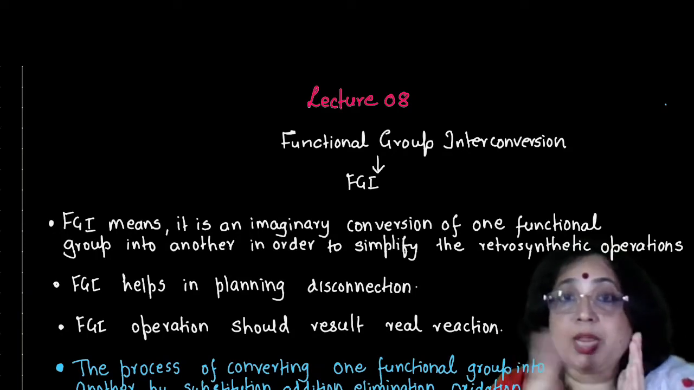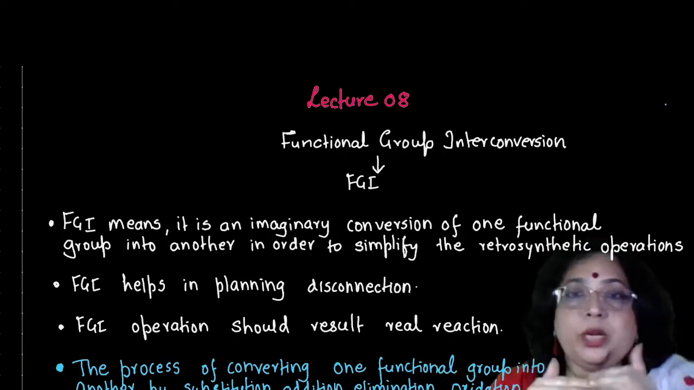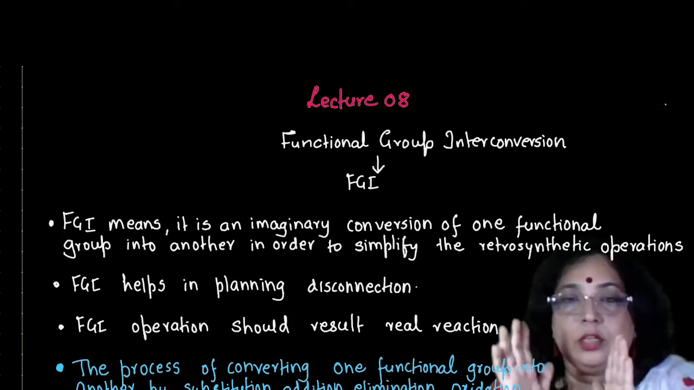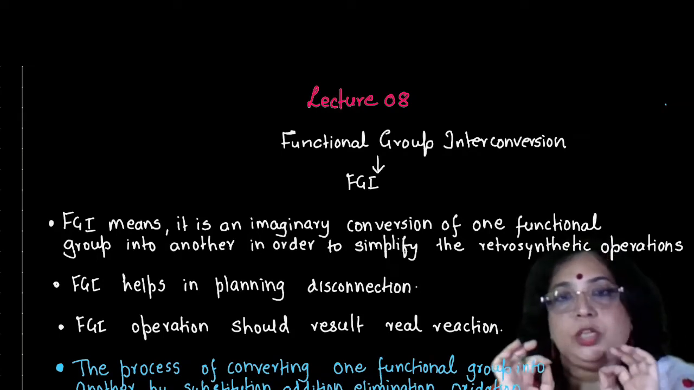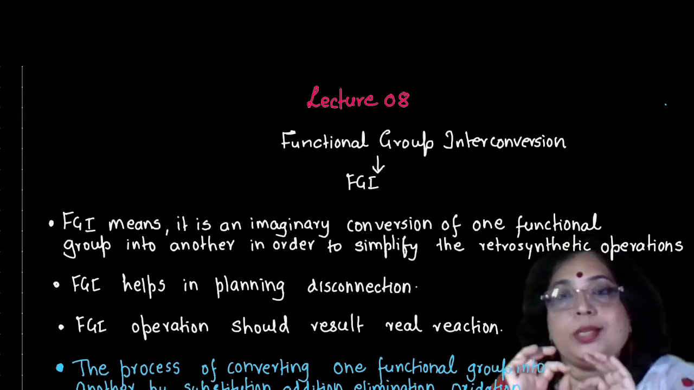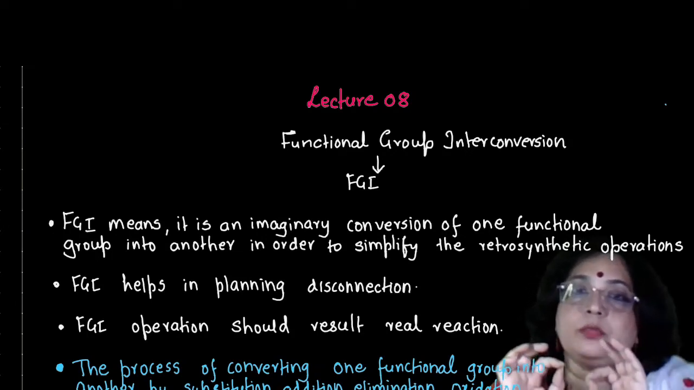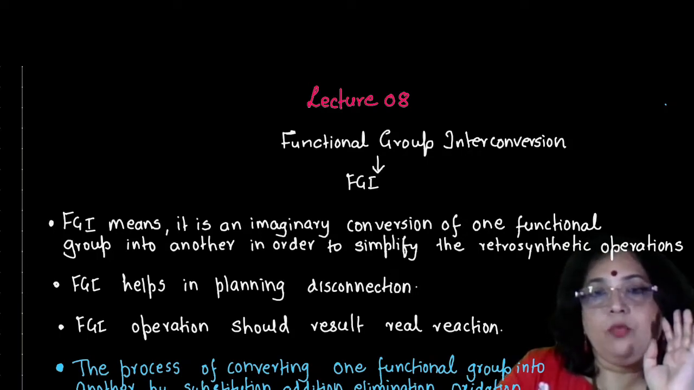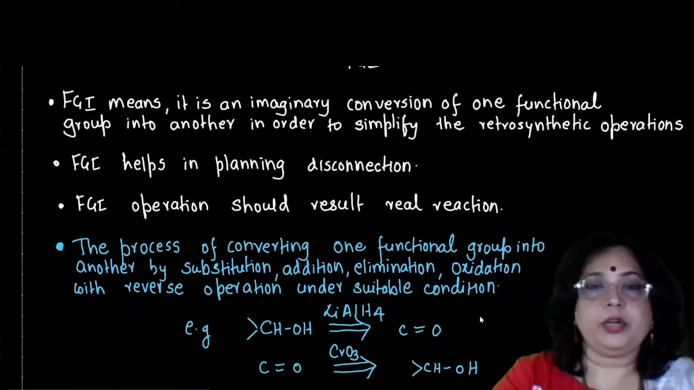You cannot convert any group into any group. The group conversion is always fixed. The group conversion is always real. This is the key point of the FGI operation, so please remember this very important point: the group conversion is always fixed and real. Now, let us see some more definitions.